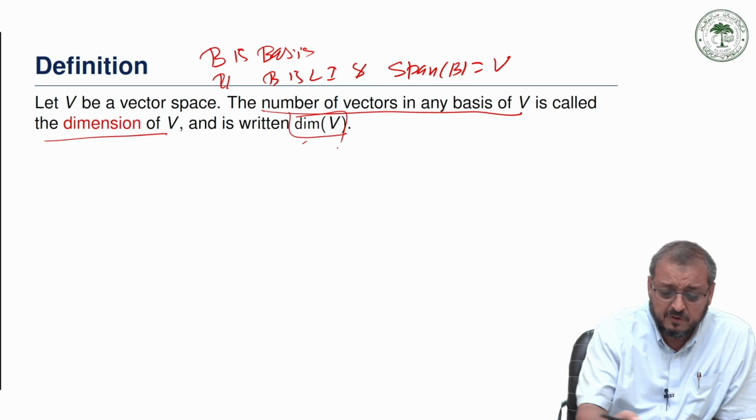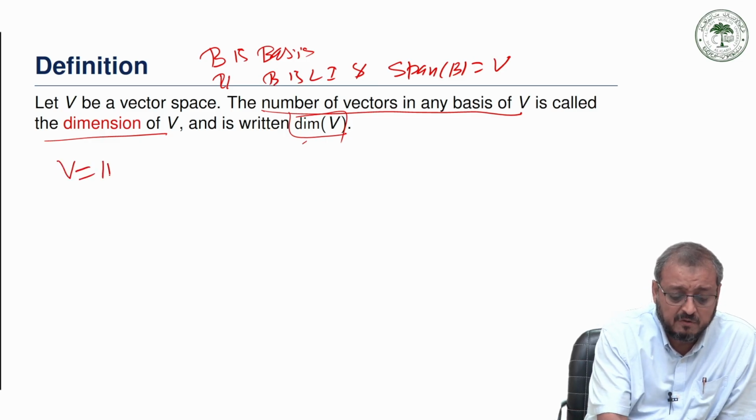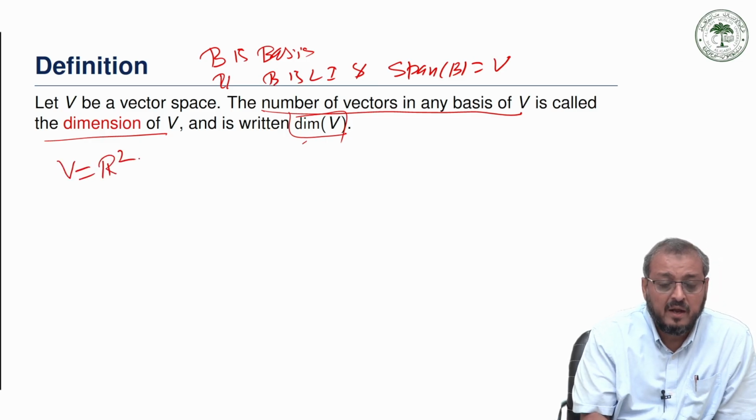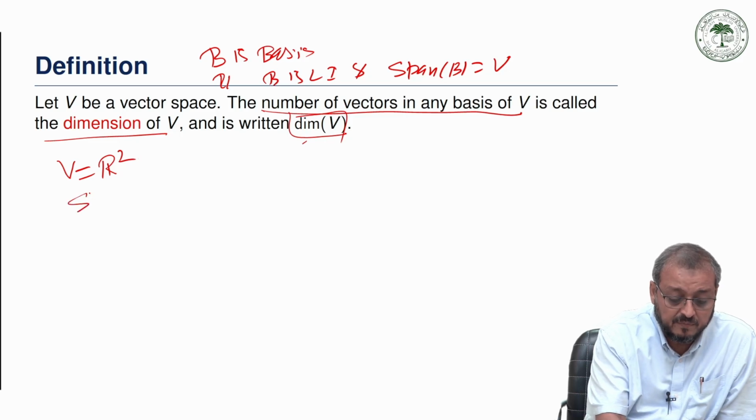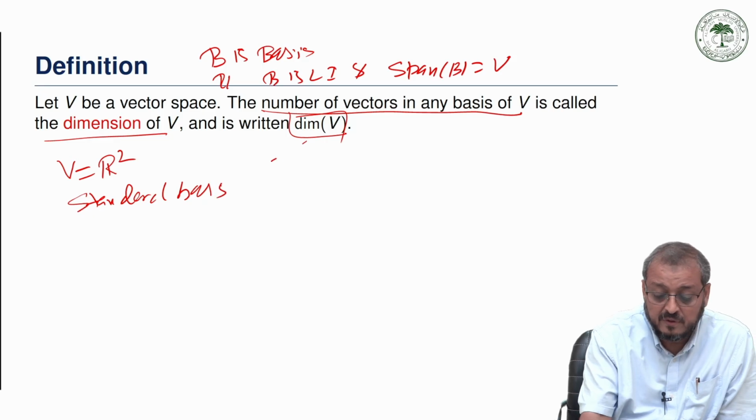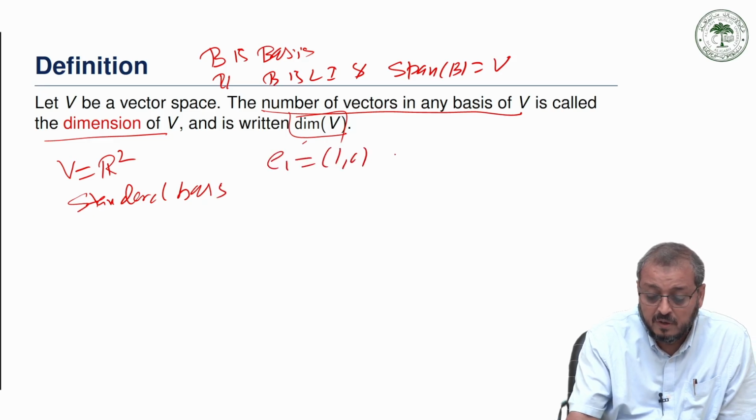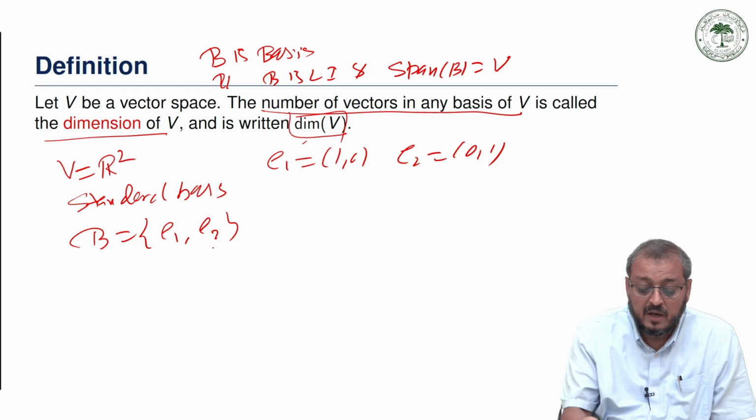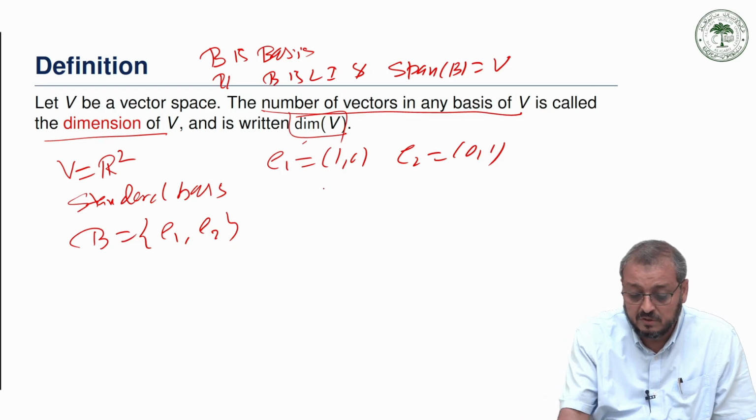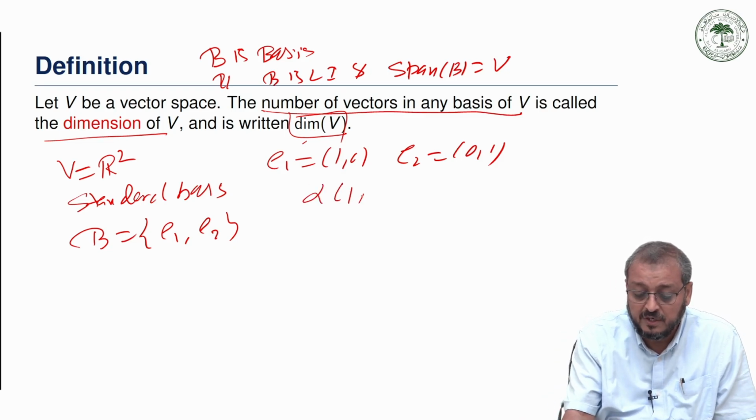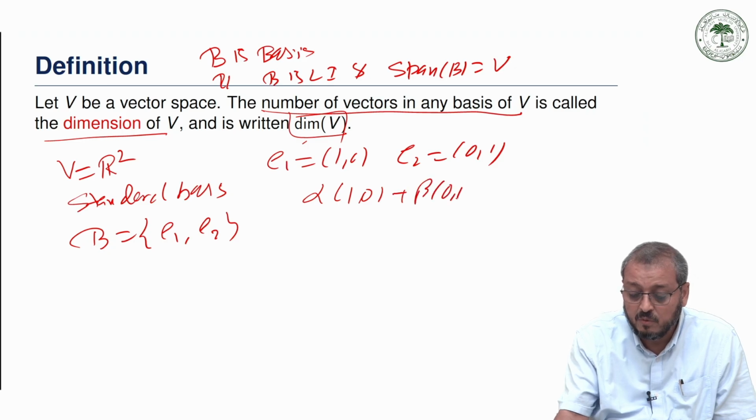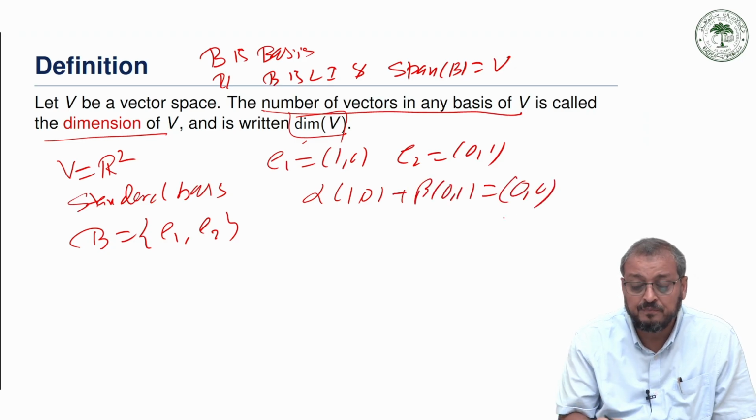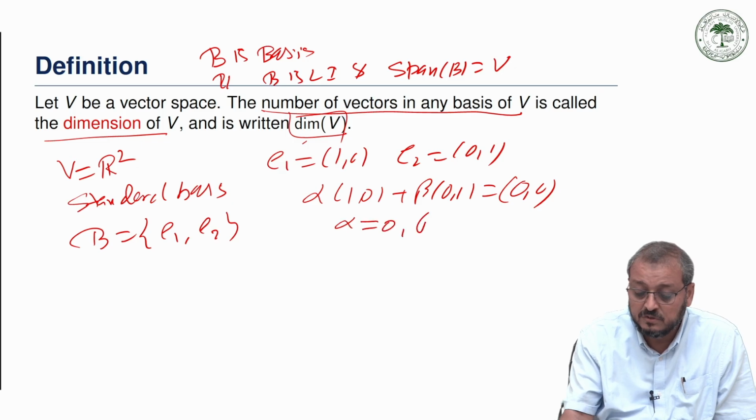For example, let us take the vector space R2, and we choose the standard basis. E1 is equal to (1, 0), and E2 is equal to (0, 1). Then we have the set B = {E1, E2}, and clearly this set is linearly independent, because if we take a linear combination alpha times (1, 0) plus beta times (0, 1) equal to the zero vector in R2, then alpha is equal to 0 and, trivially, beta is equal to 0.